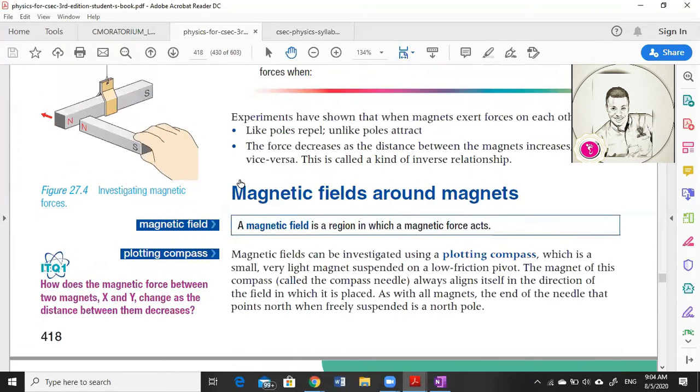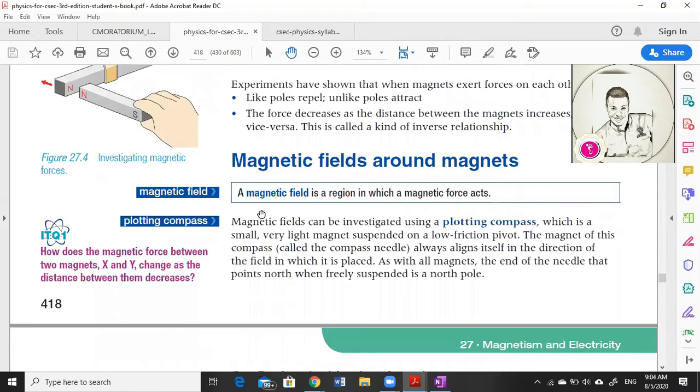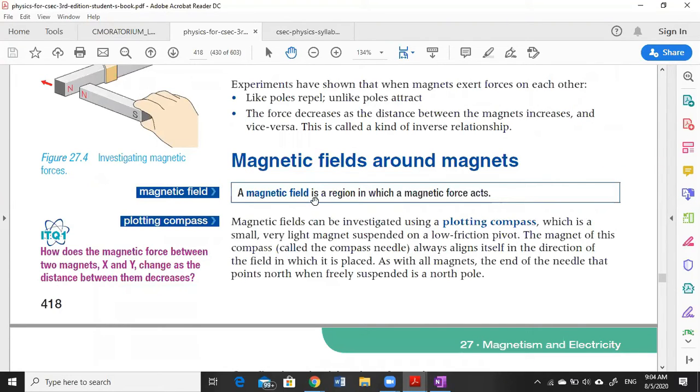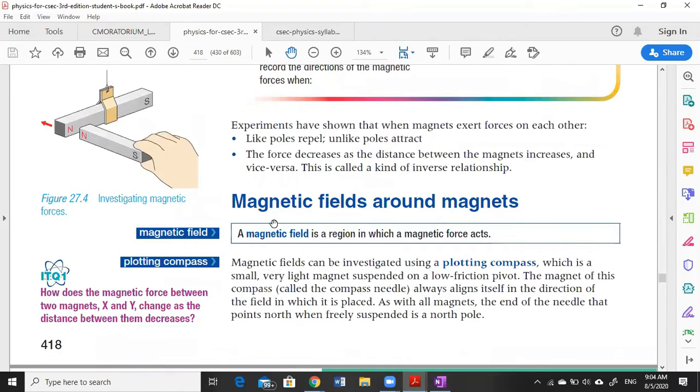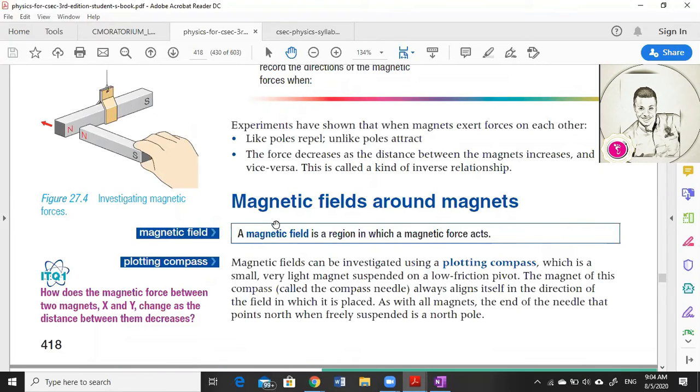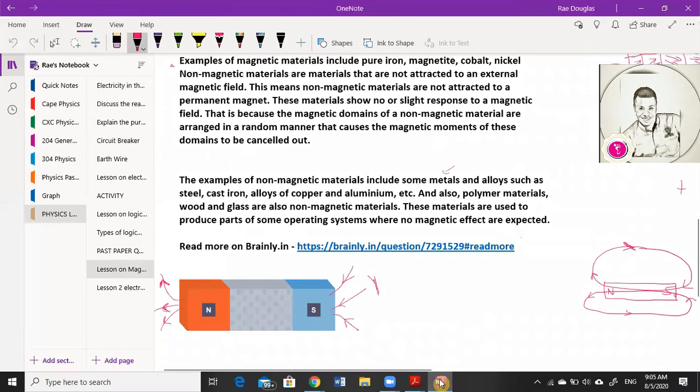Last class, we were talking about the force of attraction, force of repulsion, and the permanent magnet, temporary magnet, all of those things. Now, a magnetic field is a region in which a magnetic force acts. We also made mention of that last class. The further away you take the material from the magnet, the less force it will experience. And that magnetic field is basically circles revolving around the magnet, branching out from the north pole to the south pole, right?